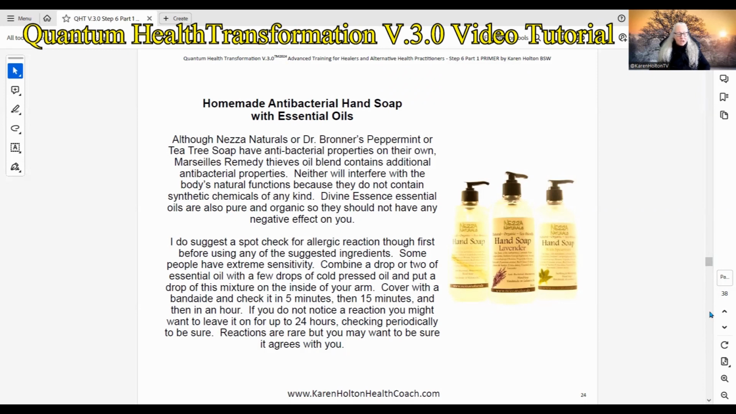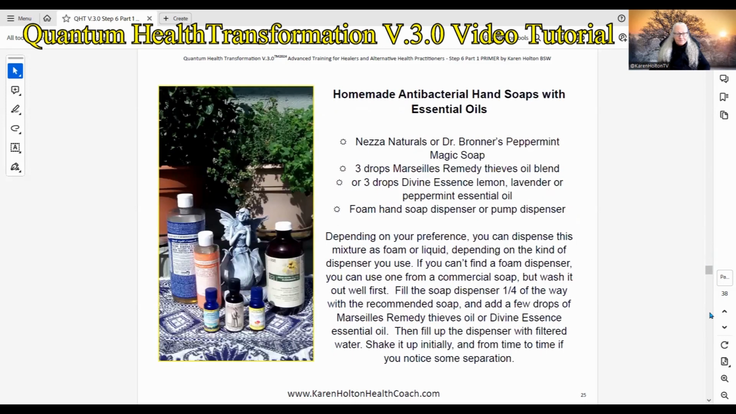I do suggest a spot check for allergic reaction, though, first, before using any of the suggested ingredients. Some people have extreme sensitivity. Combine a drop or two of essential oil with a few drops of cold pressed oil and put a drop of this mixture on the inside of your arm. Cover with a Band-Aid and check it in 5 minutes, then in 15 minutes, and then in an hour. If you do not notice a reaction, you might want to leave it on for up to 24 hours, checking periodically to be sure. Reactions are rare, but you may want to be sure it agrees with you.